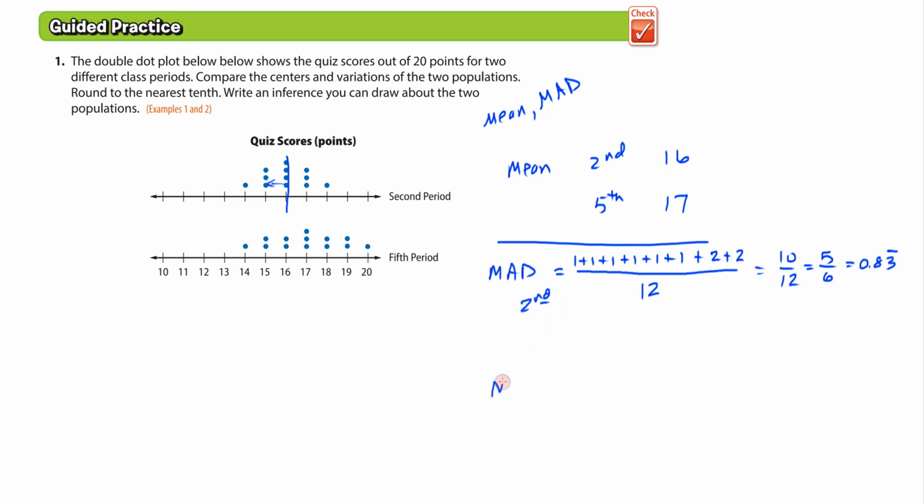So if I do the same thing for fifth period, I'm expecting a bigger number. Why? Because the dots are more spread out. So I should get a bigger number here. And let's see that we do. So here is my mean.